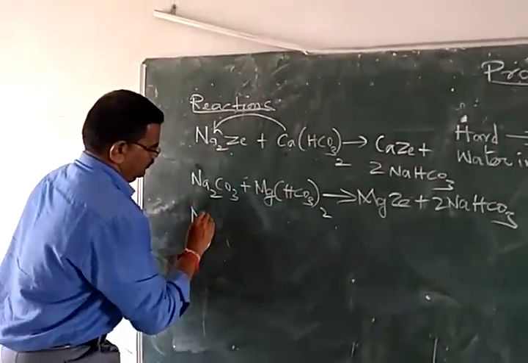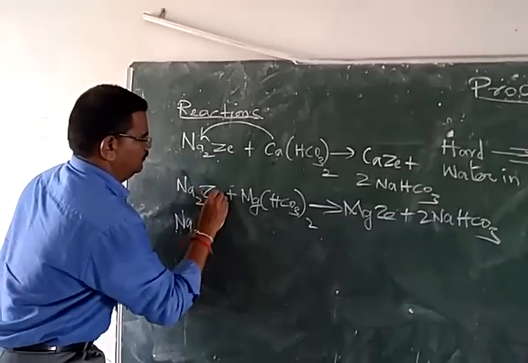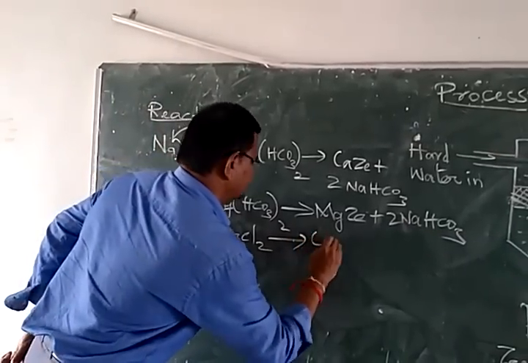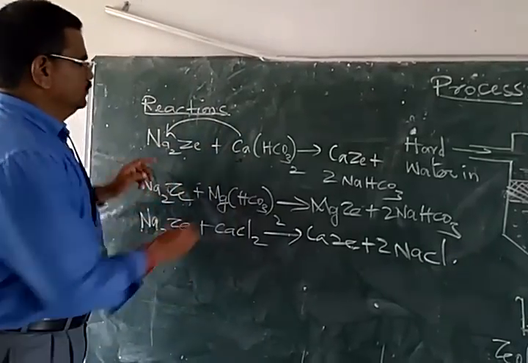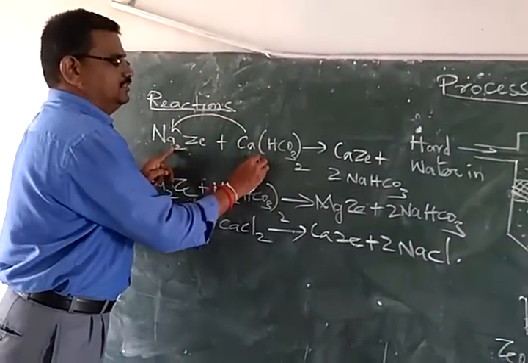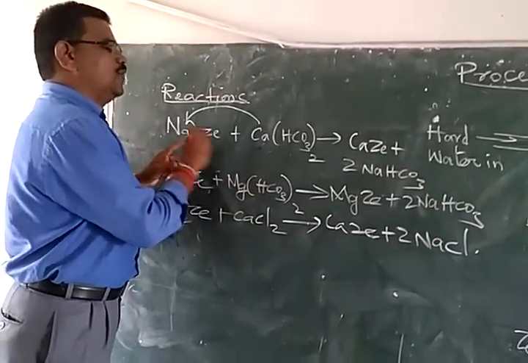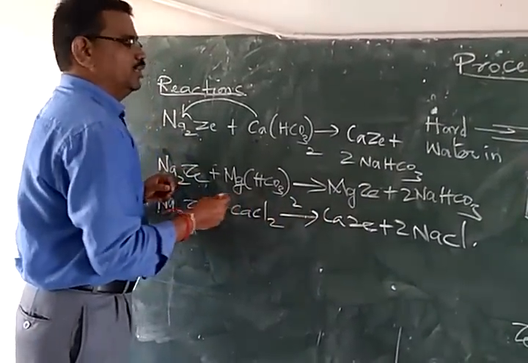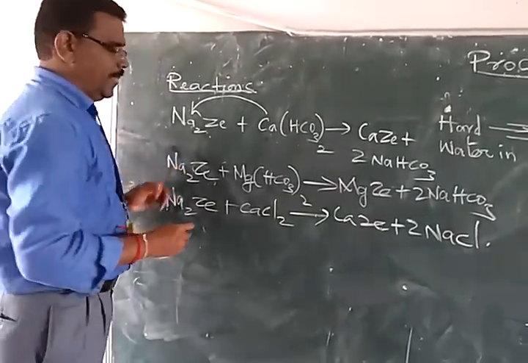With chlorides, Na2Ze plus calcium chloride gives CaZe plus 2NaCl. So the sodium zeolite containing sodium ion reacts with calcium and magnesium chlorides, sulfates, carbonates and bicarbonates to form calcium and magnesium zeolites, and the remaining sodium salts are left behind. Thereby the hardness is removed.